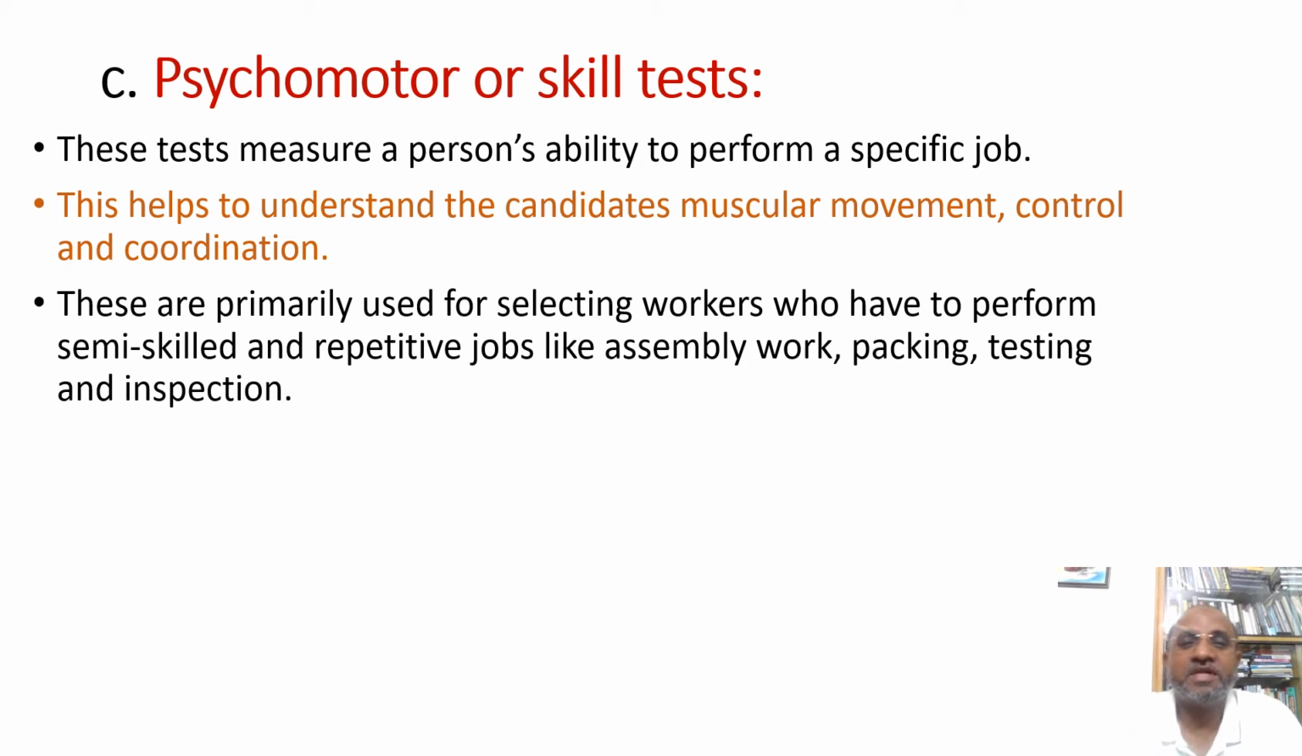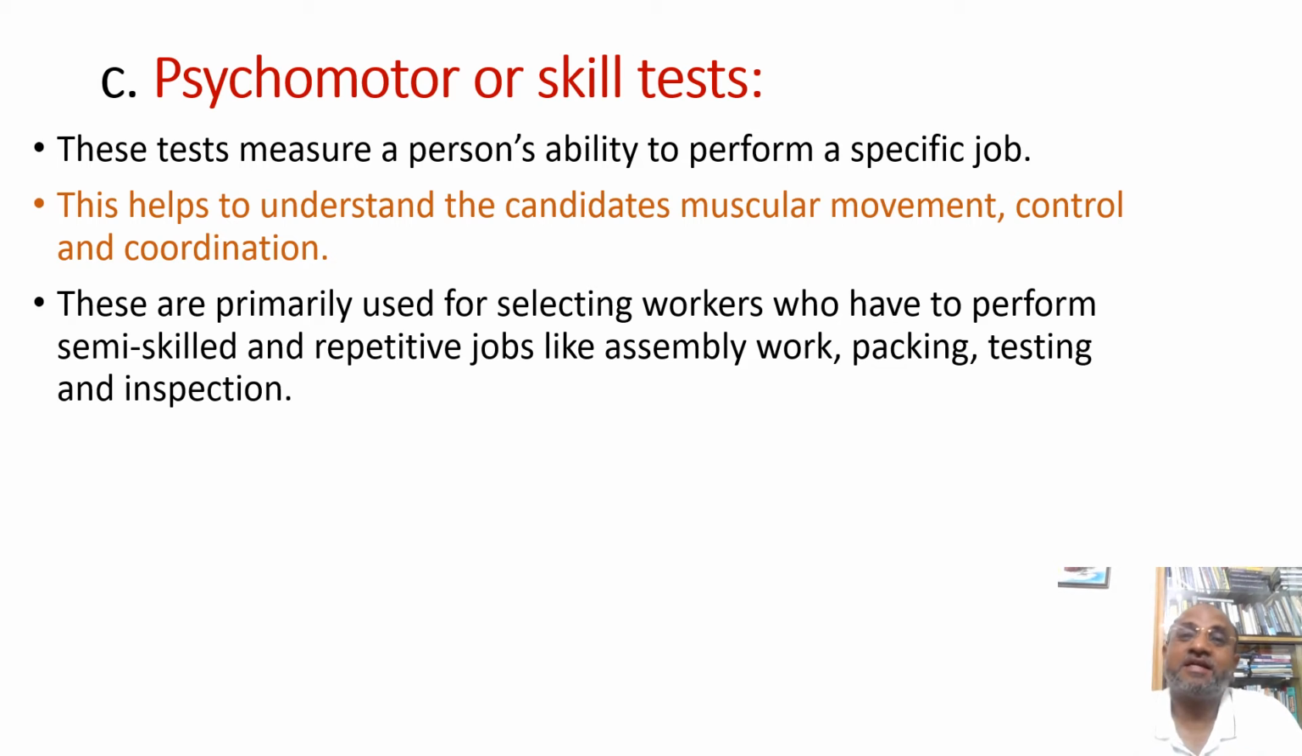Then the next one is about the psychomotor or skill test. So these tests measure the person's ability to perform a specific job. Also psychomotor, here you see there should be a muscular movement, control and coordination. So some jobs involve this muscular movement, control and coordination.